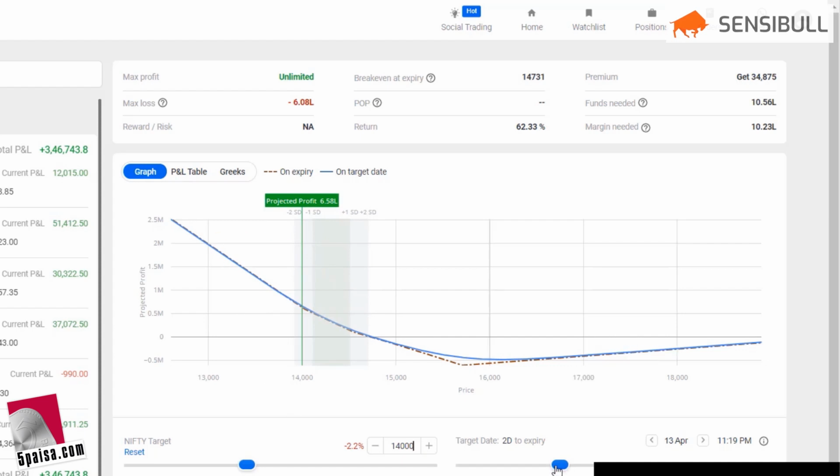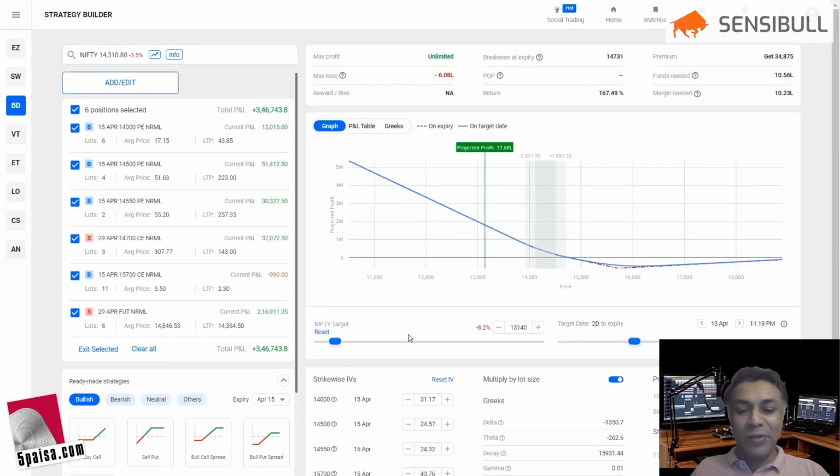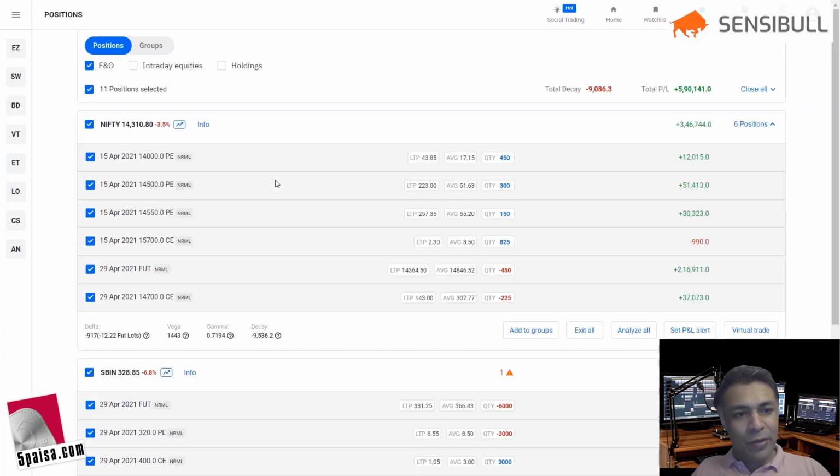But basically, yeah, I can see for any expiry, for any kind of target on Nifty, what will happen to my PNL. And if it goes to 13, never mind. It's not like that's going to happen, right? So this is positions analysis. It helps you analyze all your positions one by one. Let's go back to the position page and see what else you can do there.